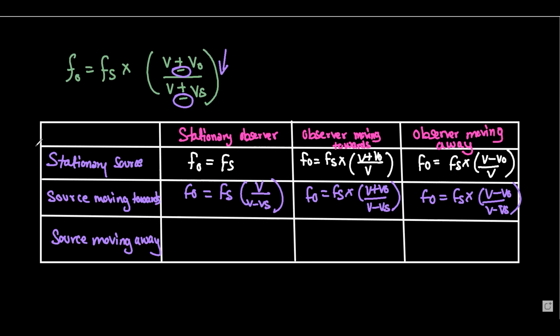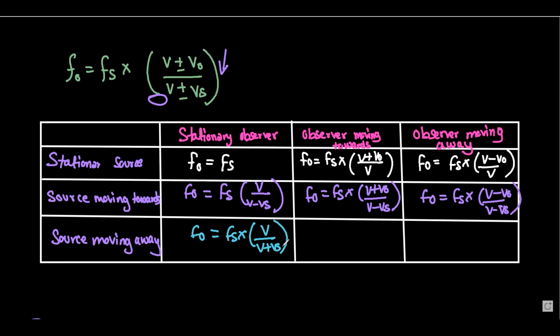Now, if the source is moving away and the observer is stationary, then V naught is zero. And if it's moving away, it wants to cause the frequency to be lower, right? If you want the frequency to be lower, the denominator would increase. Therefore, F naught will be equal to Fs into V over V plus Vs.